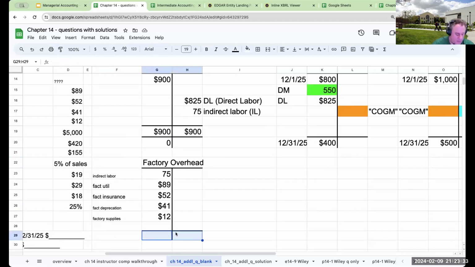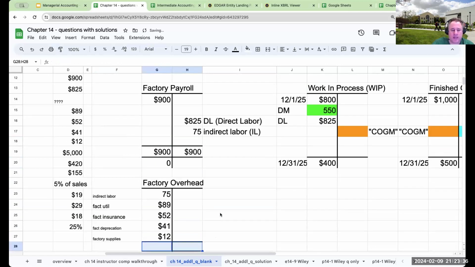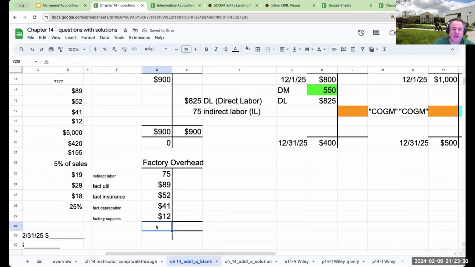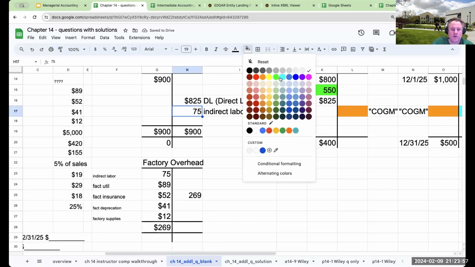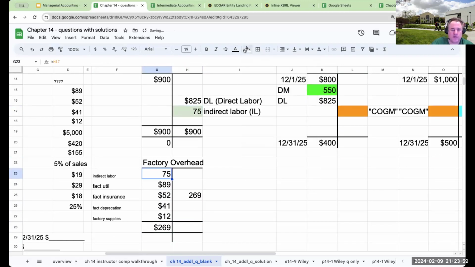With factory overhead, similar to factory payroll, this has to have a zero balance, right? Because it doesn't really, where it's accumulating costs here. So if I look over here, my actual overhead costs were 269. To make this account go to zero, I need a credit of 269, right? So over here, that's what's happening with that factory payroll, the direct labor.